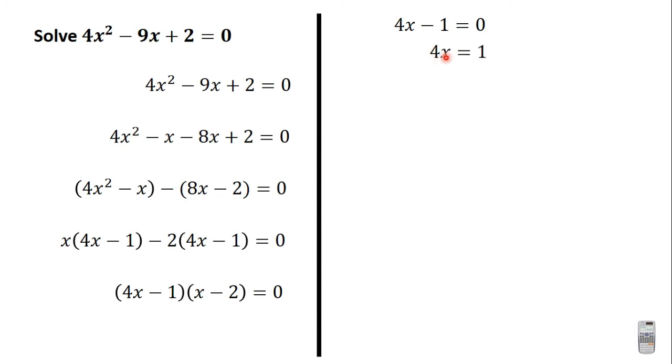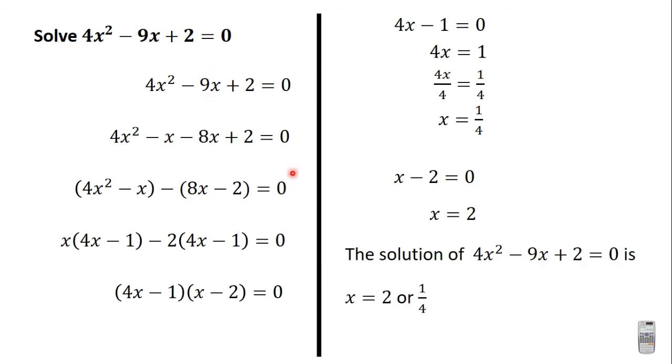This will give us 4x is equal to 1. We divide the left hand side by 4. We divide the right hand side by 4. And x is equal to 1 divided by 4. So this is the first solution. Now let's go for the second solution. X minus 2 is equal to 0. So x minus 2 is equal to 0. And this will give us x is equal to 2.